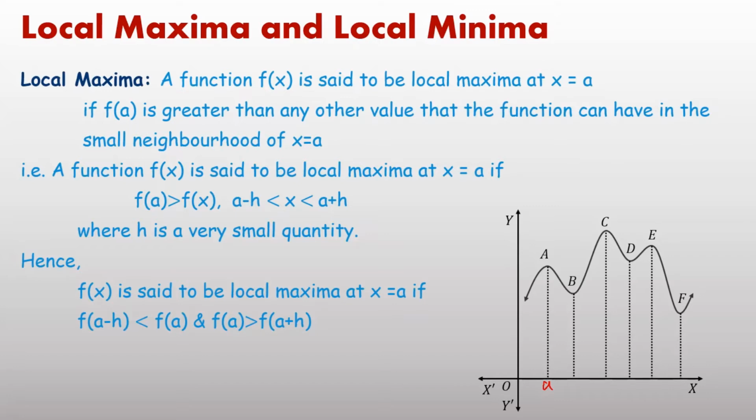Same process, the value of function is maximum in a small interval at x equal to c. Similarly, the value of function is maximum at e in a small interval. If we are going to check the maximum or minimum in a small interval, then we can say it is the concept of local maxima or local minima. Hence, at x equal to a, c, or e is a point of local maxima.